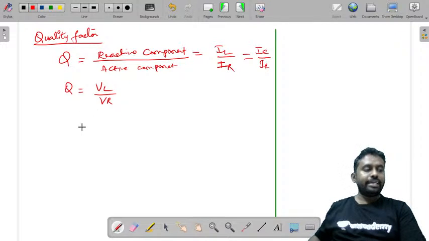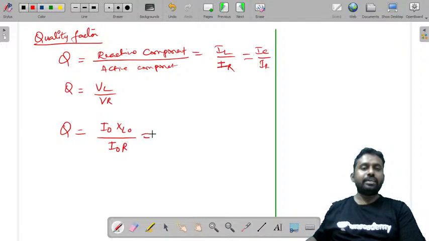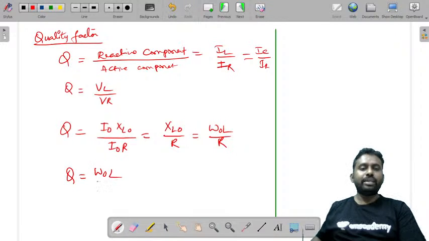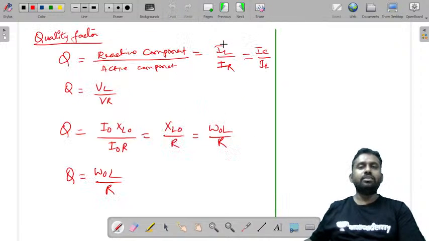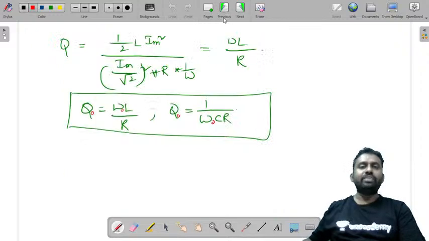So you can also write it as Q is equal to voltage across inductor, I naught into XL naught, by voltage across resistor, I naught into R. So this is XL naught by R. What is XL naught? Omega naught L. So quality factor is equal to omega naught L by R, that we have got in the previous one. Q naught is omega naught L by R, or Q naught is equal to 1 by omega naught CR. So these are the expressions for the quality factor.